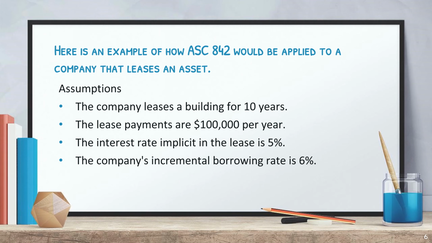Here's an example of how ASC 842 would be applied to a company that leases an asset. Assumptions: the company leases a building for 10 years. The lease payments are $100,000 per year. The interest rate implicit in the lease is 5%. The company's incremental borrowing rate is 6%.